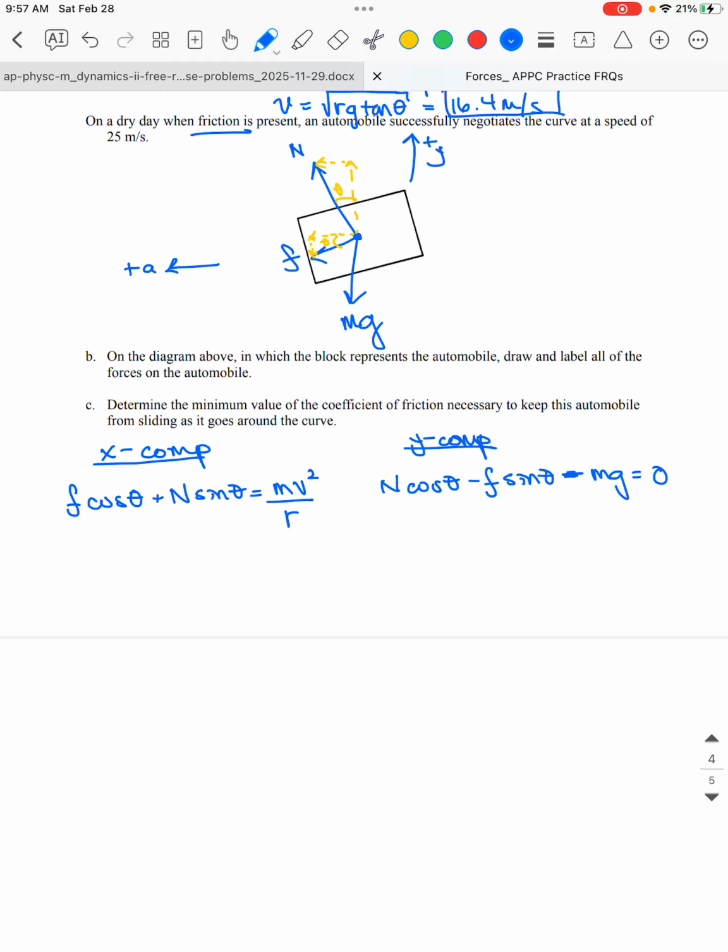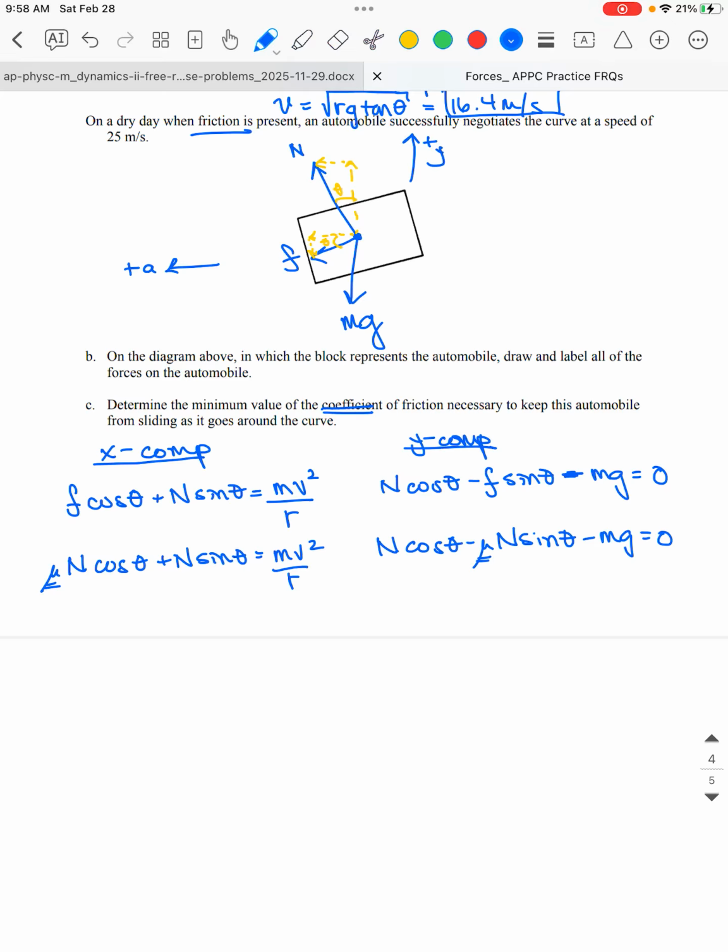The goal here is to solve for the coefficient of friction. So what I'm going to do is rewrite my friction as mu times normal for both sides. And this is mu times normal sine theta, and mu times normal cosine theta. My next step is I want to isolate mu. Unfortunately, we have mu in both equations, and we also have normal in both equations.